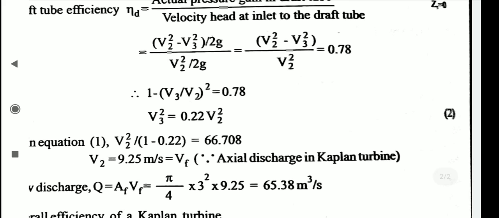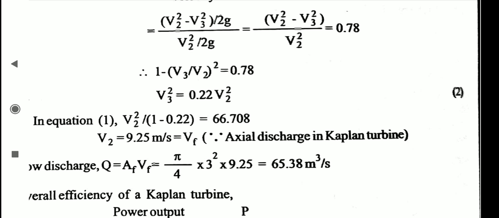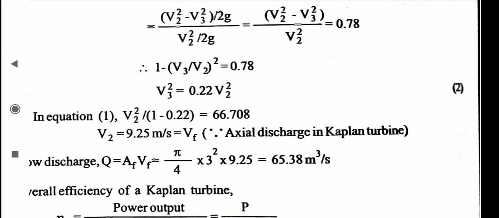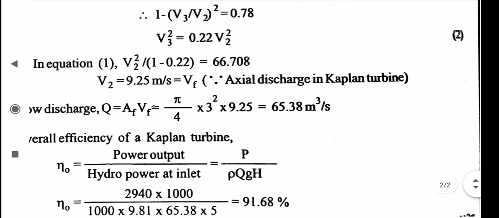Put this value in equation 1. So V2 square times 1 minus 0.22 equals 66.708. You will get V2 as 9.25 meter per second, that is Vf, because of axial discharge in Kaplan turbine. The discharge Q equals area into velocity, that is Af into Vf, which equals pi by 4 into 3 square into 9.25. So Q you will get 65.38 meter cube per second.